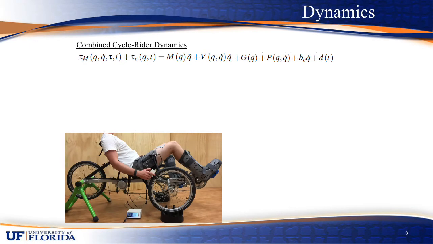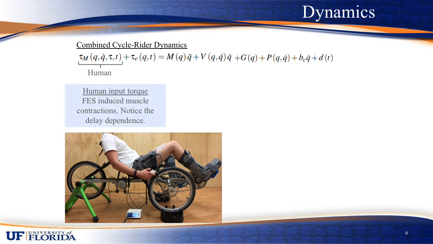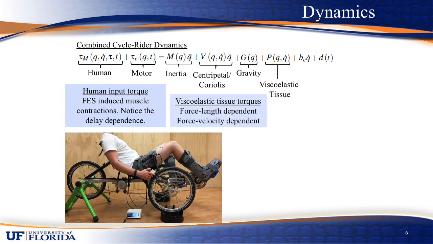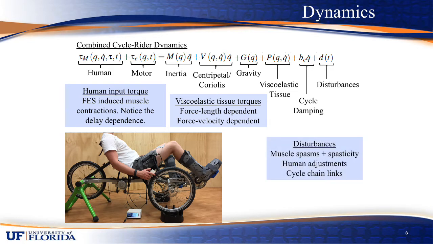The combined cycle-rider dynamics are shown. They include human input torque that results from the FES-induced muscle contractions. And notice the delay dependence. There's also a motor input, there's inertial effects, centripetal Coriolis effects, gravity effects, viscoelastic tissue effects, which result from having a human in the loop, and they are both force length dependent and force velocity dependent. There's cycle damping and disturbances, which may result from muscle spasms or spasticity or any human adjustments.